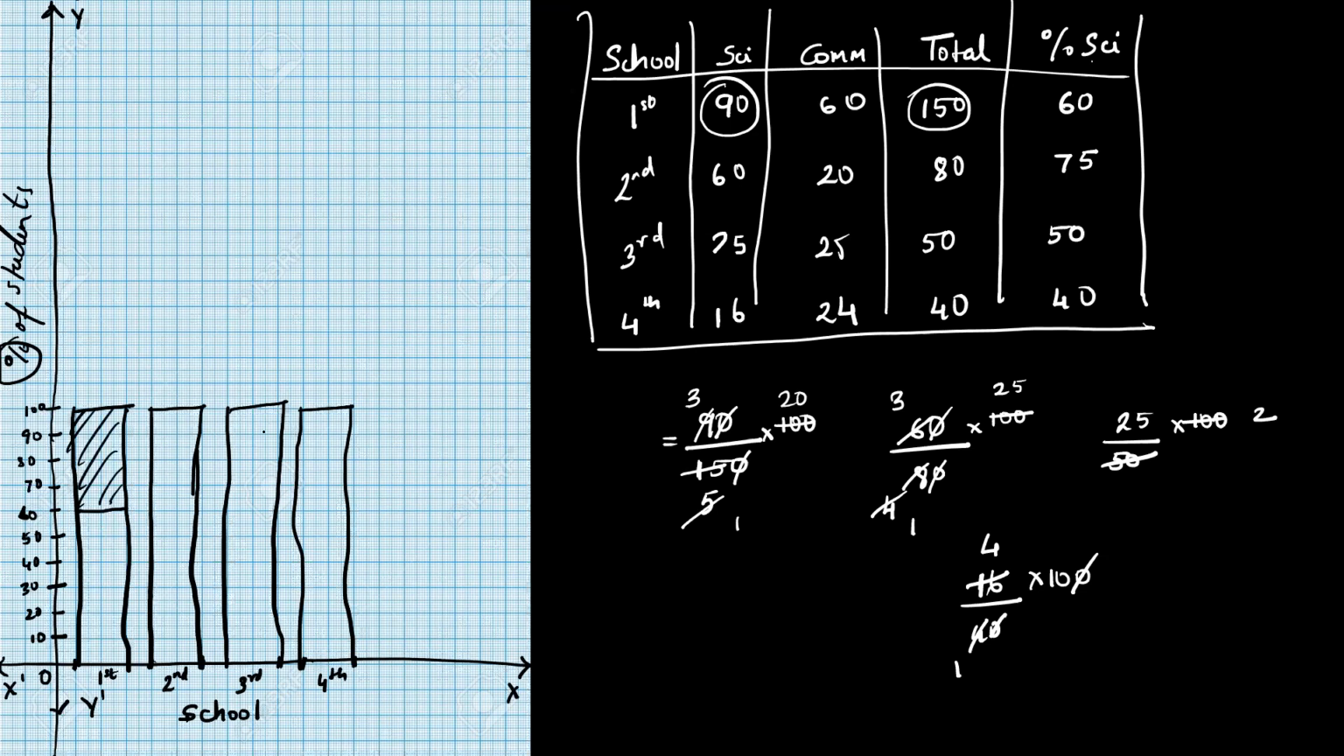Then the second school, 75 for science. 75 will come exactly in between 70 and 80, and this I'm shading. Then 50%, it's exactly in the middle, and then I'll shade this. Then 40%, 40% is here. Make sure you only shade on one side. If you shade commerce, then only the upper part will be shaded in every bar. So this is the bar diagram.